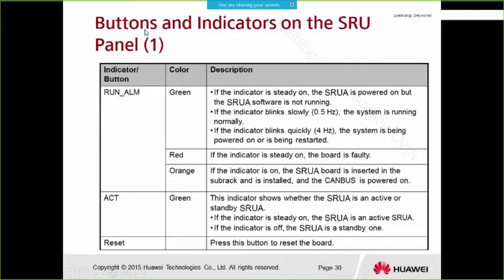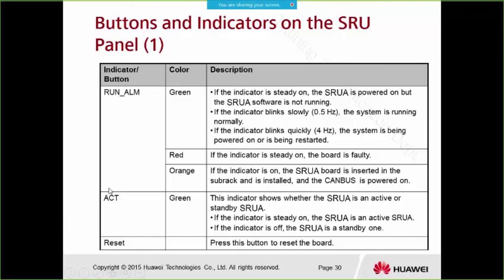And on the SRU, there are some indicators, like the run alarm indicator. If it's green, it means power on, and if it blinks slowly, it means it's running normally. If it blinks quickly, it means the system is being powered on. If it's steady red, it means the board is faulty. If it's orange, it means the card is inserted in the subrack and installed, and the CAN bus is powered on.